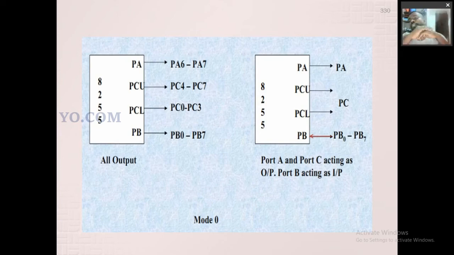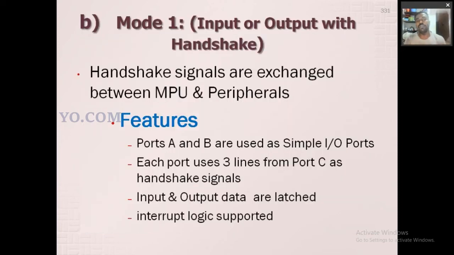If you want to connect a keyboard with the microprocessor, we have to use the 8255 in which mode? Input mode. Port A acts as output here, and port B acts as an input, so we can connect the keyboard to port B. Then the next one is mode 1.